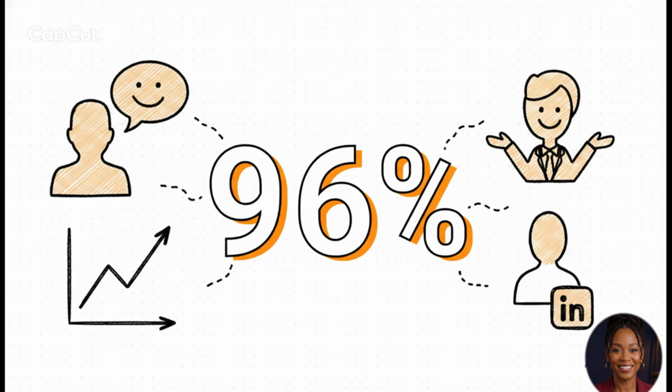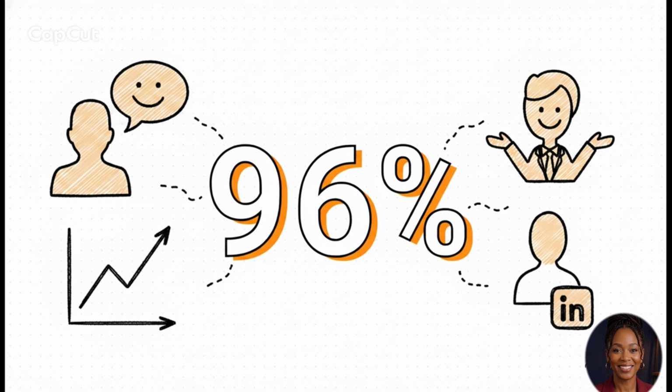Now, if you are still hesitant to drop the third-person act, look at this data point. In a recent poll featured on Attorney at Work, a massive 96% of professionals stated that the first-person approach for the About section in LinkedIn is vastly preferable. 96%.